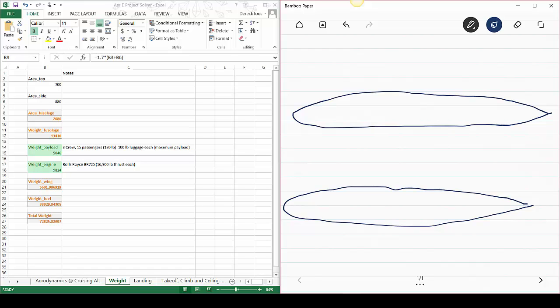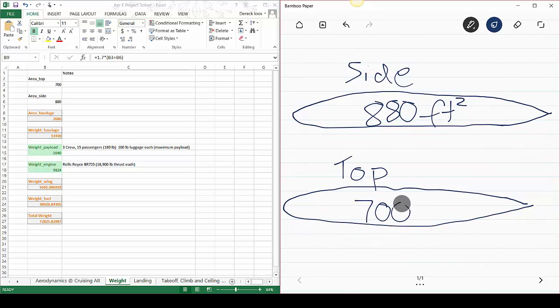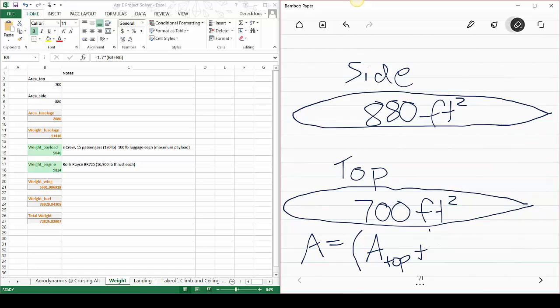And from here what we're going to do is calculate the area of the side and the area of the top. And for my plane, the area of the side was approximately 880 square feet, and the top was 700 square feet. So from there, to calculate the area of your fuselage approximately, you're going to do the area of the top plus the area of the side, times 1.7.